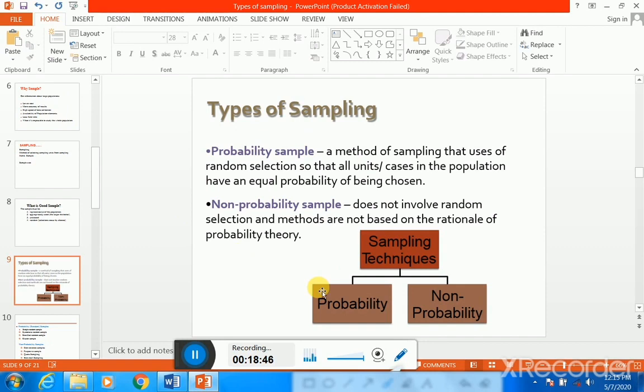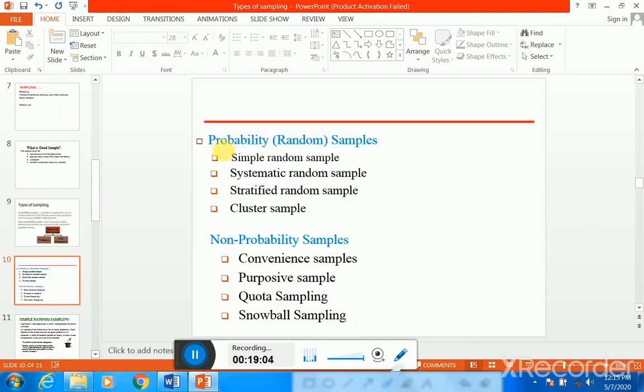Now, as I told you, sampling is of two kinds: probability sampling and non-probability sampling. Thus we have further types under probability sampling and under non-probability sampling. In the next slide, look here at the probability sampling, the random sampling. It is further divided into subtypes. First is simple random sampling, then systematic random sampling, stratified random sampling, and cluster sampling.